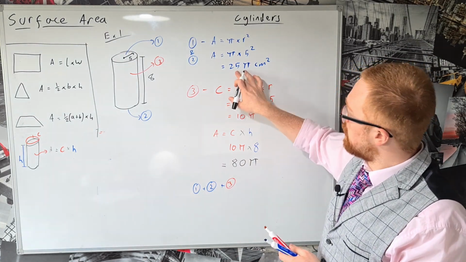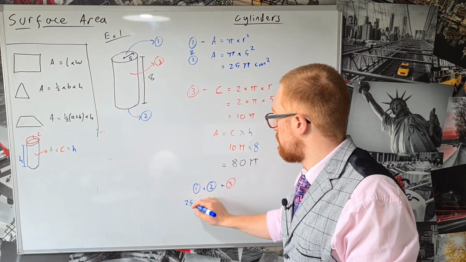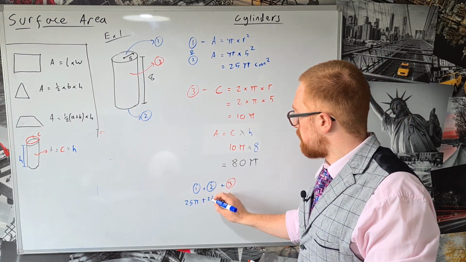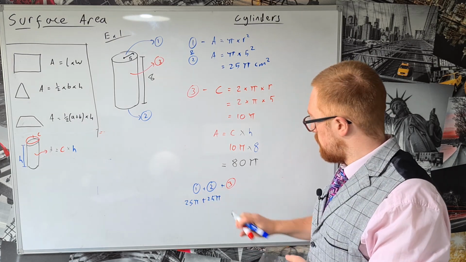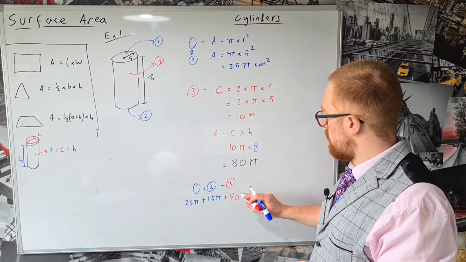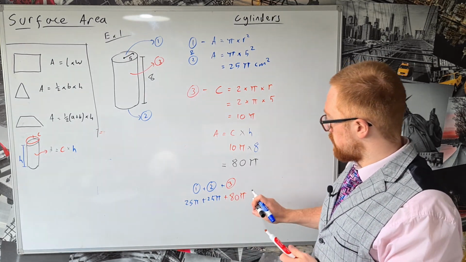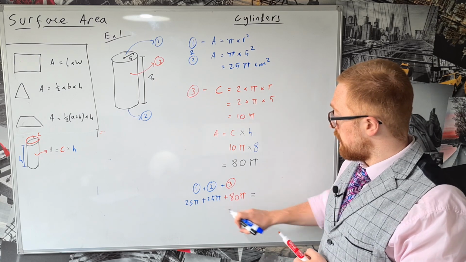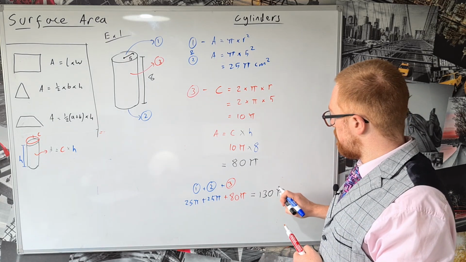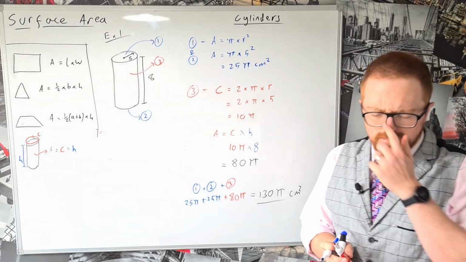So 1 was the area of the circle, which we worked out as 25 pi. 2 is the same, that's also 25 pi. And then 3 is this 80 pi that we worked out there. And so altogether, we get 25 plus 25 is 50, and plus my 80 is 130 pi centimetres squared.